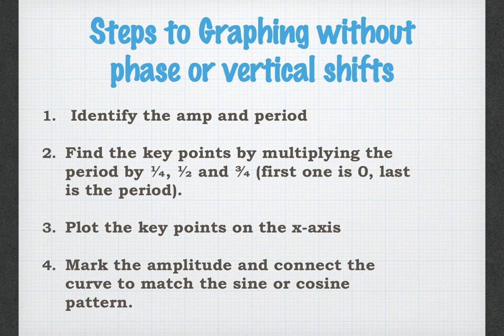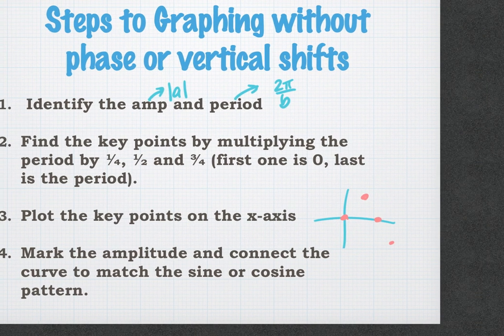We're going to identify the amplitude, which is the absolute value of A. We're going to find the period, which is 2 pi over B. That's where we start. Then we find the key points by multiplying the period by 1/4, 1/2, and 3/4. The first one is 0, the last one is the period. You plot the key points on the x-axis, you mark the amplitude, and then you connect the curve to make the pattern. Sine starts at 0, goes up to the amplitude, down, down, and back up again.